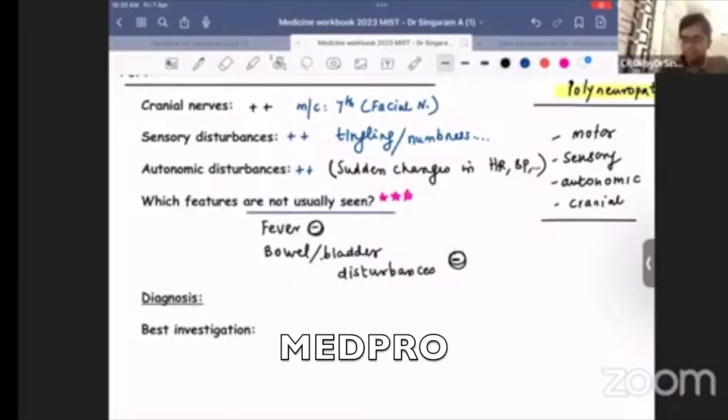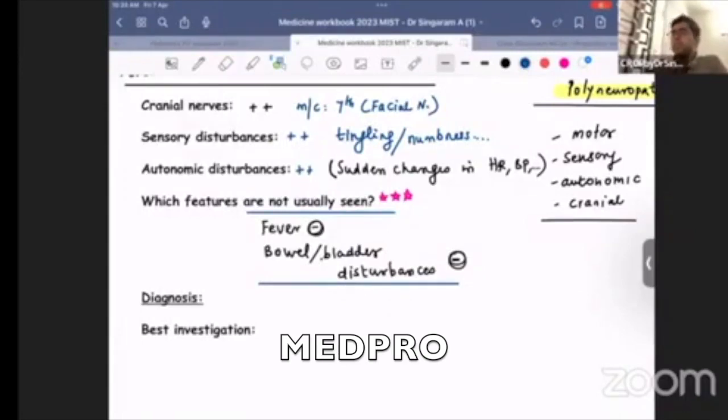This is important for your exam because I have seen a good number of questions like this. Questions come like, all are features of Guillain-Barré syndrome, except. That is why these two negative points you should know about. Fever is absent. Bowel and bladder disturbances are also absent. That is what you should remember. Clear?